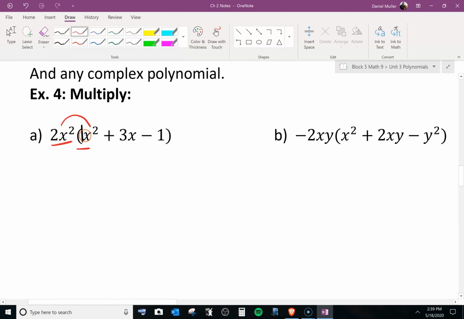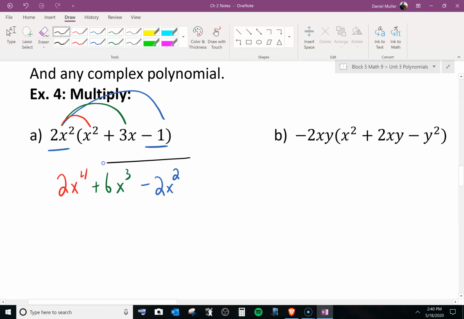Multiplying this times this, 2 times the 1 is 2, and then you can add the exponents to get an x4. Then I can go like that. Multiply the numbers, 2 times the 3 is going to be a positive 6, and then you can add the exponents. So x squared and x is going to be x cubed. And then here, 2 times negative 1 is negative 2, and then you can add the exponents. There's an x squared, there's nothing to add there. And so we get 2x4 plus 6x cubed minus 2x squared.